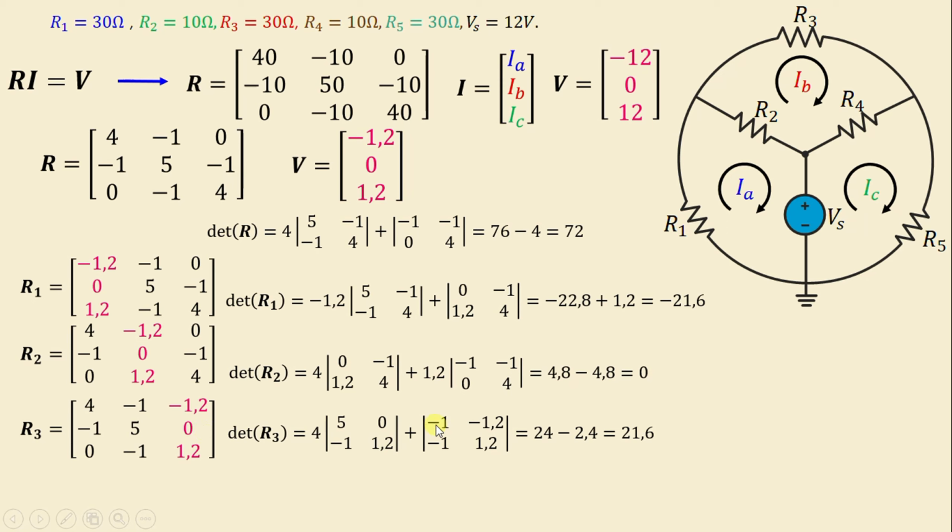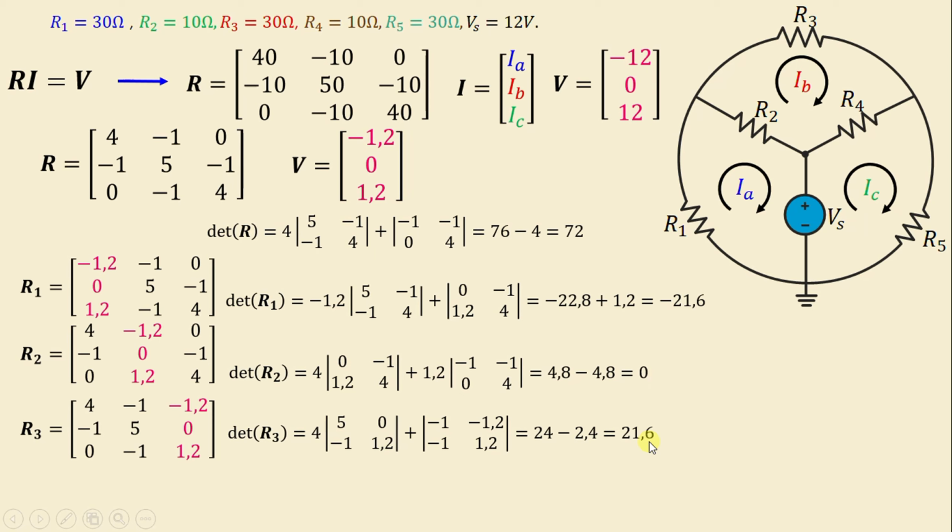We have the determinant of negative 1, negative 1.2, negative 1, and 1.2 is equal to 5 multiplying by 1.2 minus negative 1 multiplying by 0 multiplying by 4 is equal to 24, and we have negative 1 multiplying by 1.2 minus negative 1 multiplying by negative 1.2 is equal to negative 2.4. That means the determinant of R3 is 21.6.